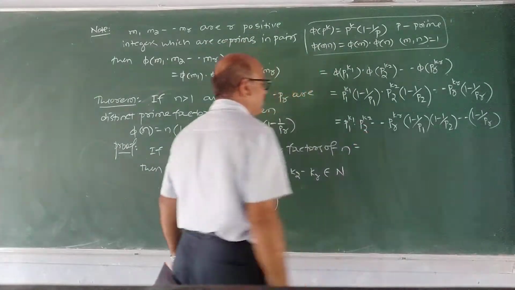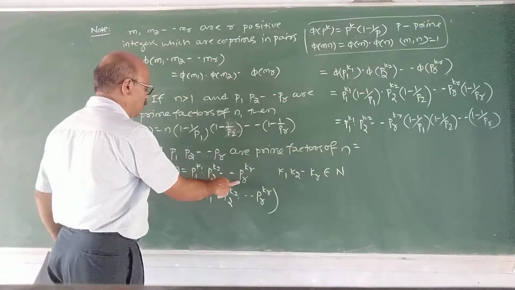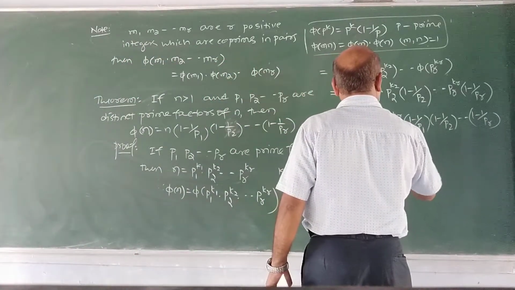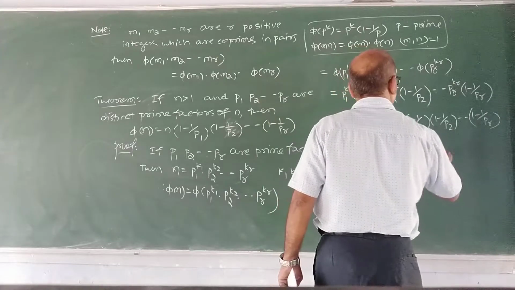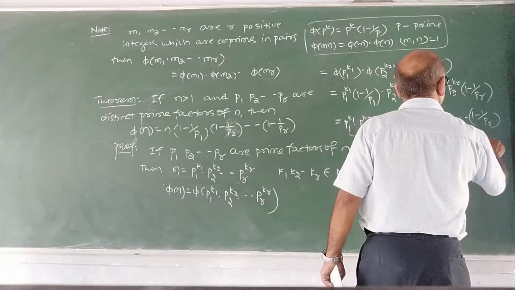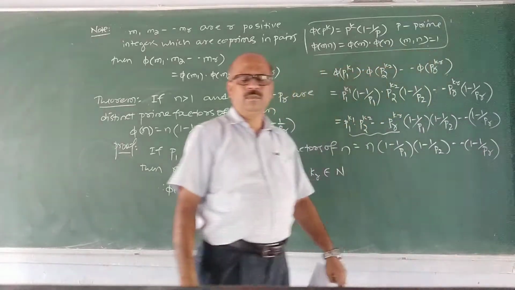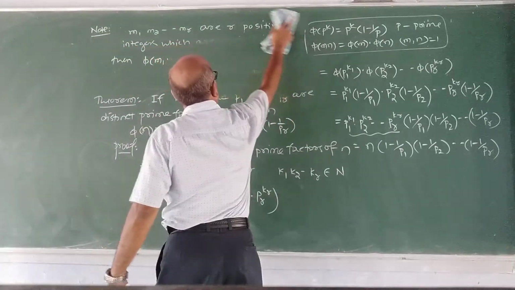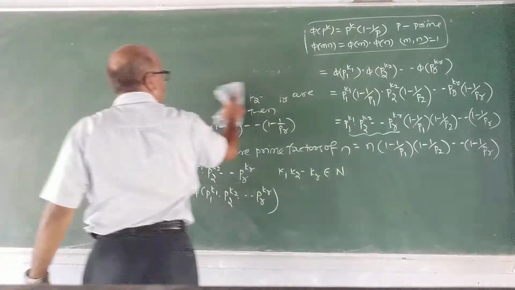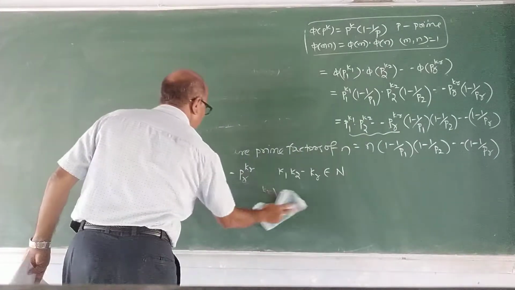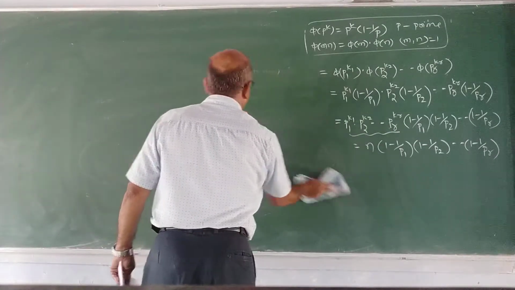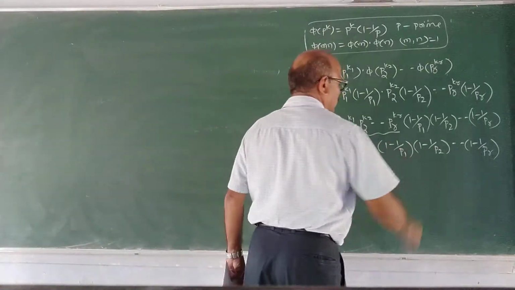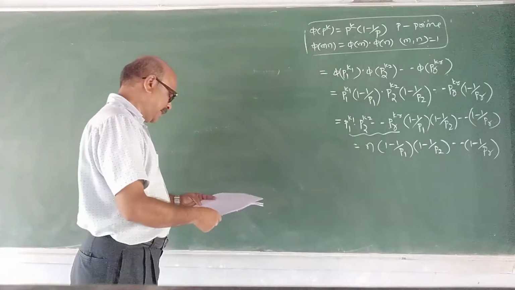But what is this P1 raised to K1, P2 raised to K2, PR raised to KR? It is n. This is nothing but n into 1 minus 1 upon P1, 1 minus 1 upon P2, so on, 1 minus 1 upon PR. So this result is important. In problem solving, we use the result. Sometimes proof may also be asked: prove that phi of n is given by n into this. And I explain by taking an example here.